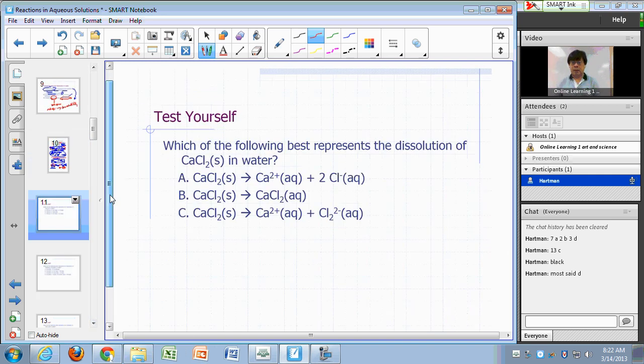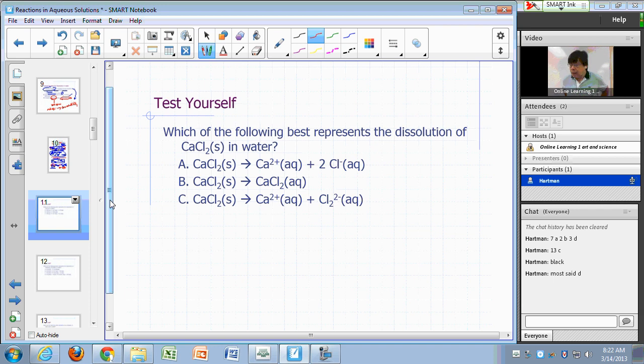All right. So based on that, let's look at these questions. Which of these best represents the dissolution of calcium chloride solid in water? Is it A, B, or C? The best representation for the dissolution of calcium chloride solid in water.